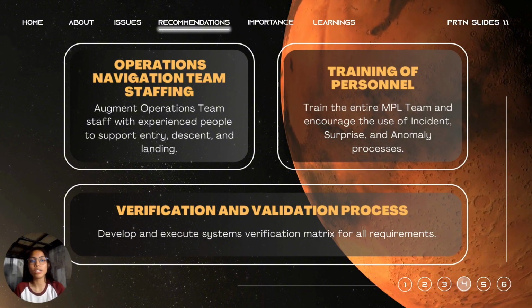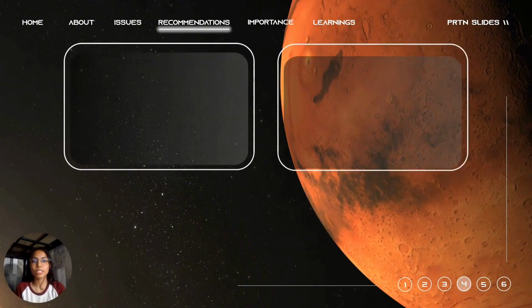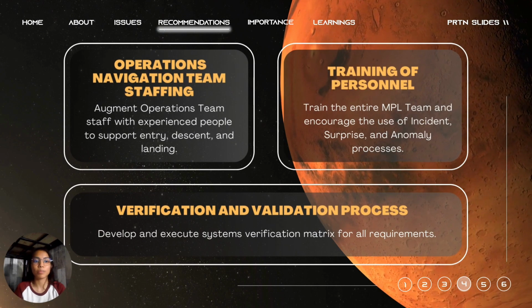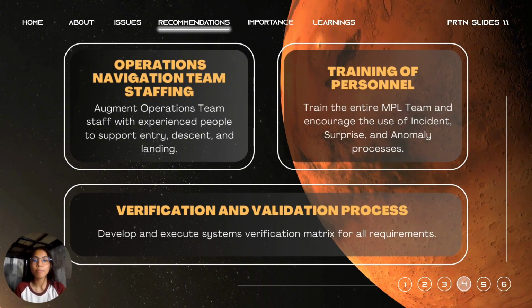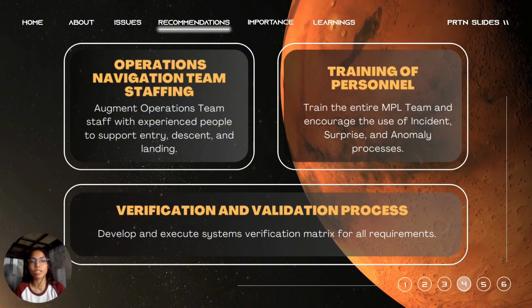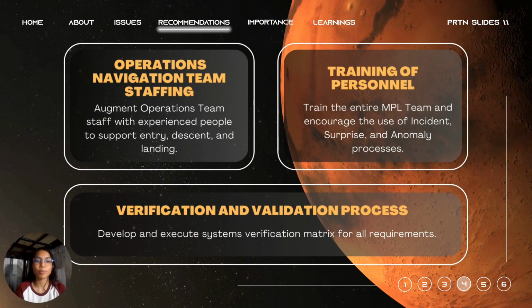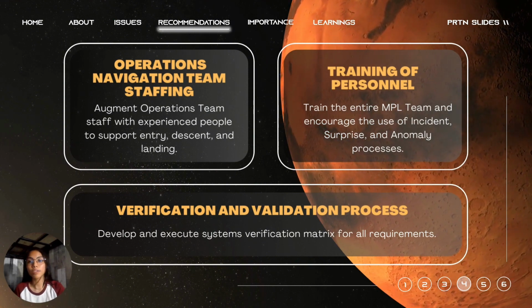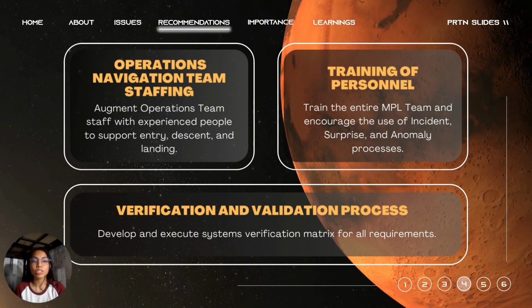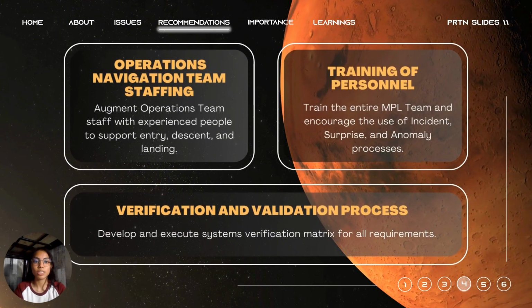Training of personnel. Train the entire MPL team and encourage the use of incidents, surprise, and anomaly processes. Training the MPL Operation Navigation Team in spacecraft design and operations, identifying mission-critical ground software, and promoting a mission safety first attitude, encouraging issue writing and anomaly generation.